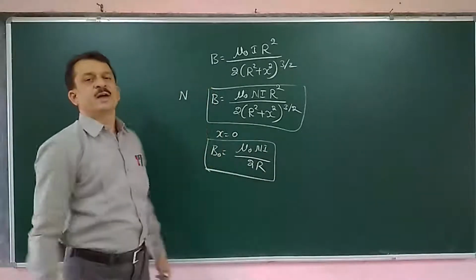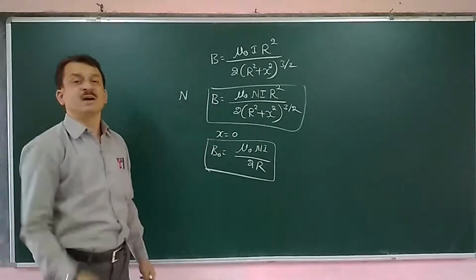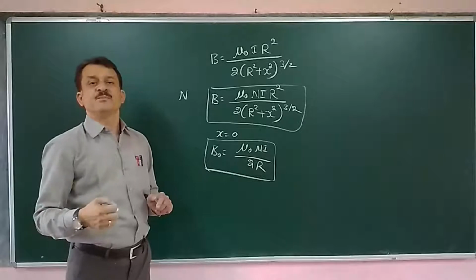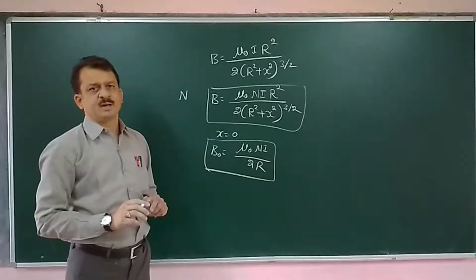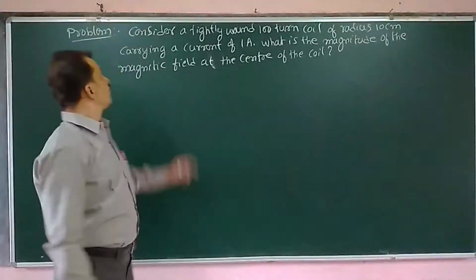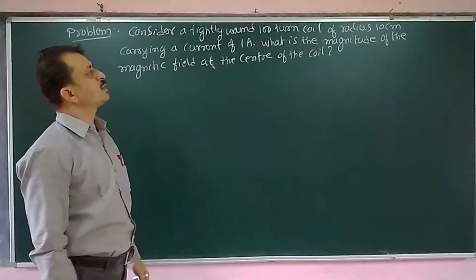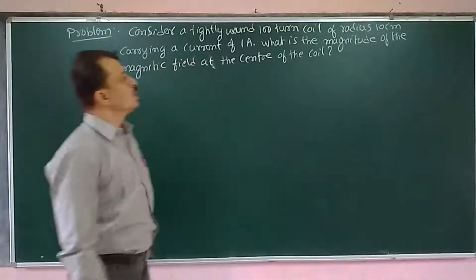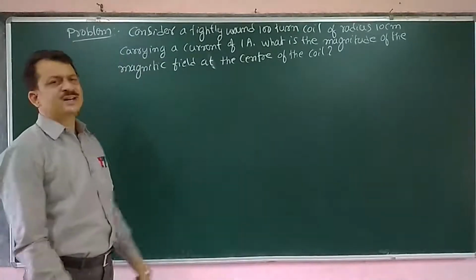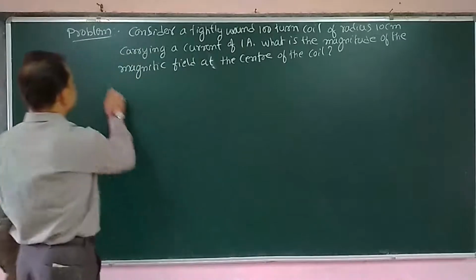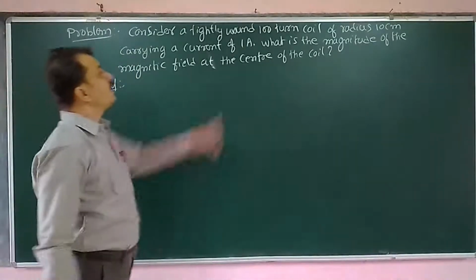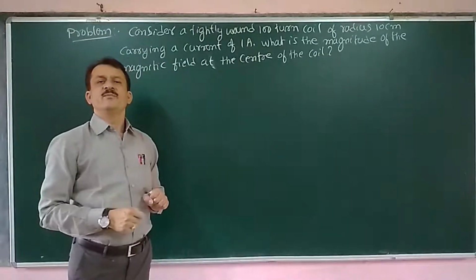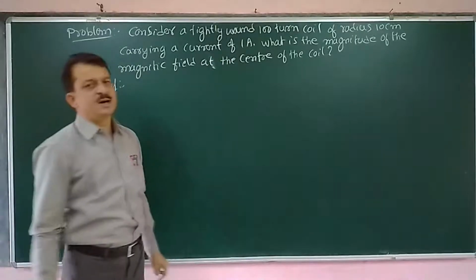Now this is for a coil having N number of turns which are tightly wound such that the radius of each turn remains the same. Clear? We'll solve one problem. Consider a tightly wound 100 turn coil of radius 10 centimeter carrying a current of 1 amp. What is the magnitude of the magnetic field at the center of the coil? A coil is given, the coil has 100 turns. Since they are tightly wound, each turn has the same radius.